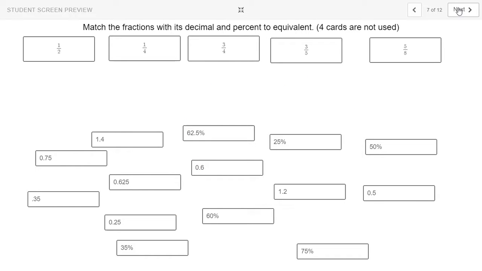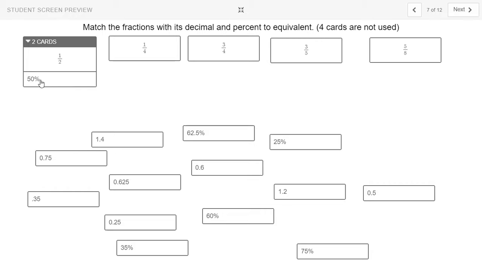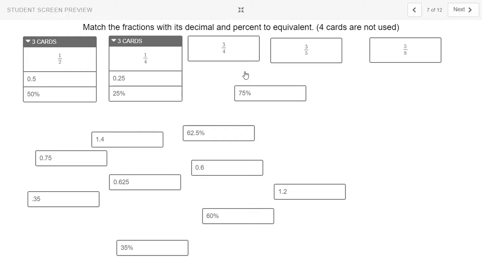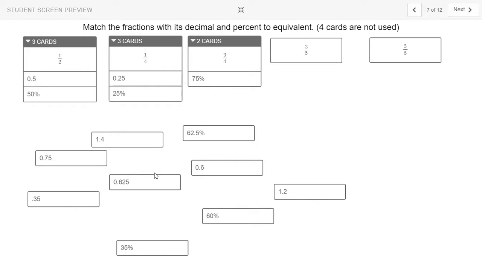Match the fractions with its decimal percent equivalent. So if you take a look, I would first figure out the percent. 1/2 is 50%. So I'm going to find 50%. Now to make that into a decimal, get rid of the percent, move the decimal twice to the left because you're dividing it by 100. So 0.50 or 0.5. 1/4 is 25%, and the decimal equivalent is, move the decimal twice to the left, 0.25. 3/4 is 75%, which is 0.75.